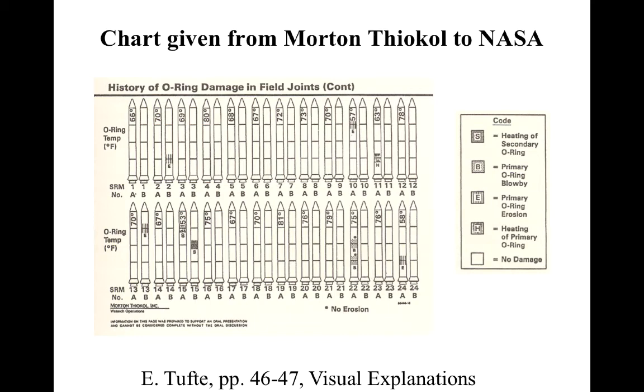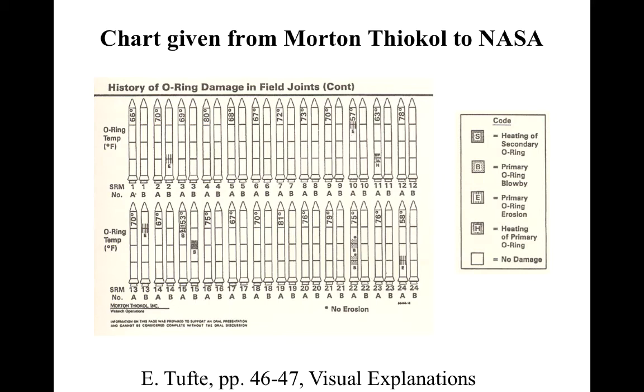of the rocket A. And then if there's damage, it's marked with the ring that had the damage and then a little indicator that's showing the kind of damage. So we can see that this is erosion, it's shown with an E. Here, heating of primary O-ring is shown with an H. And so the letter and a little indicator marks what's going on.